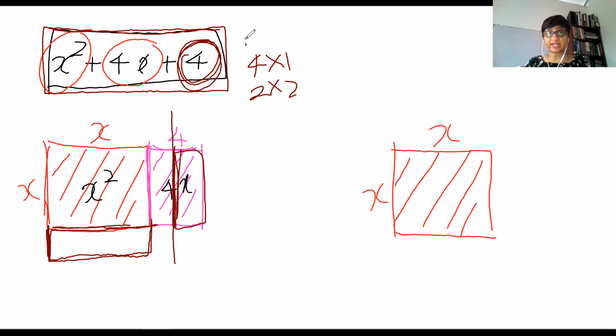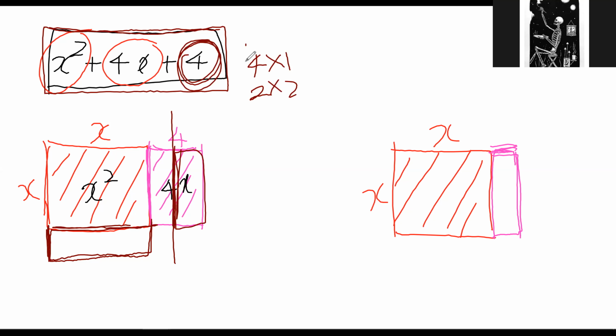Now that 4x piece I cut in half, and one part of it I'm going to leave where it was, right here. That is only half of it now, okay? So this is x long, and how long is this now? What's the width now, because I split it in half? It was originally 4, now it's only 2.